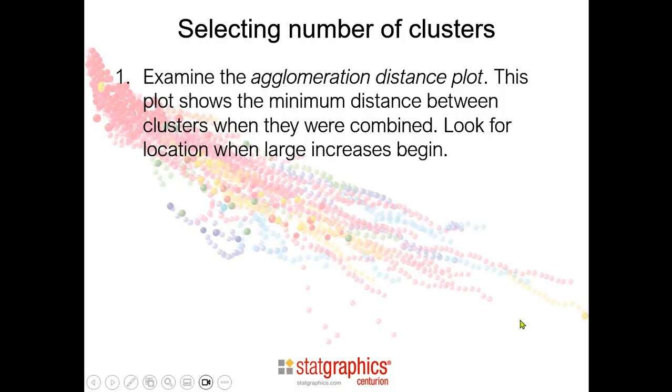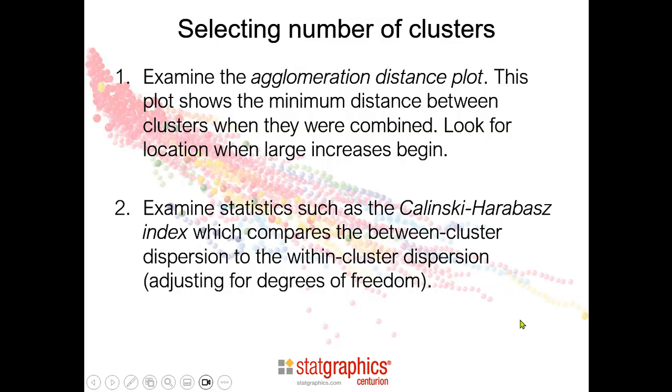The second method is to examine a statistic such as the Calinski-Harabasz index. This index compares the between cluster dispersion to the within cluster dispersion. A common way of selecting the number of clusters is to find that number that maximizes the Calinski-Harabasz index.